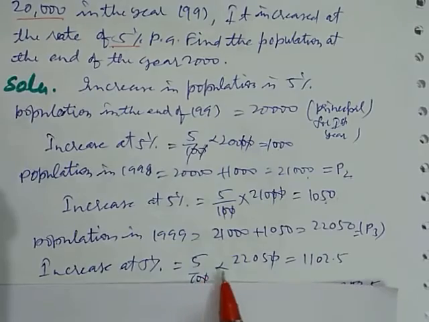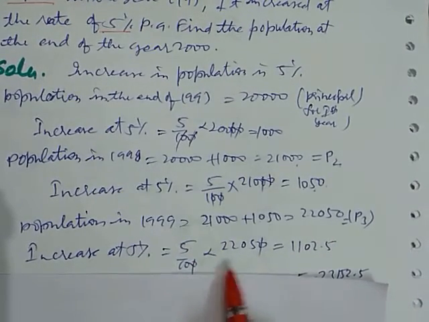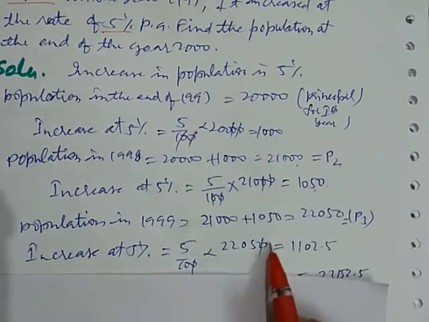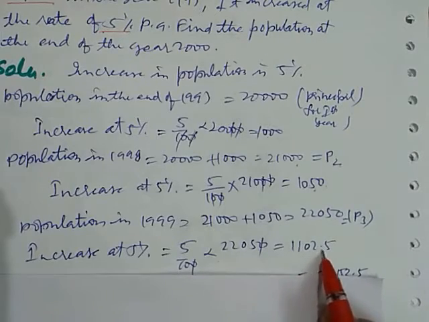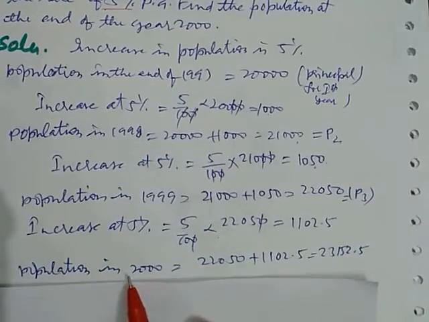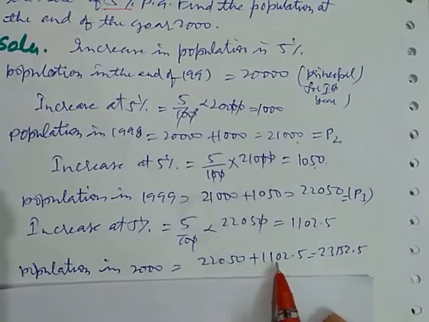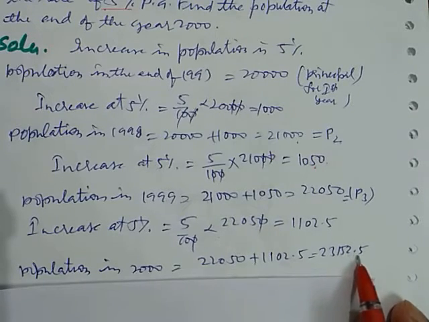So increase at 5% equals 5 by 100 into this 22,050. This 0 cancels by this 0. By solving this we get 1102.5. So population in 2000 is 22,050 plus 1102.5, that is 23,152.5.